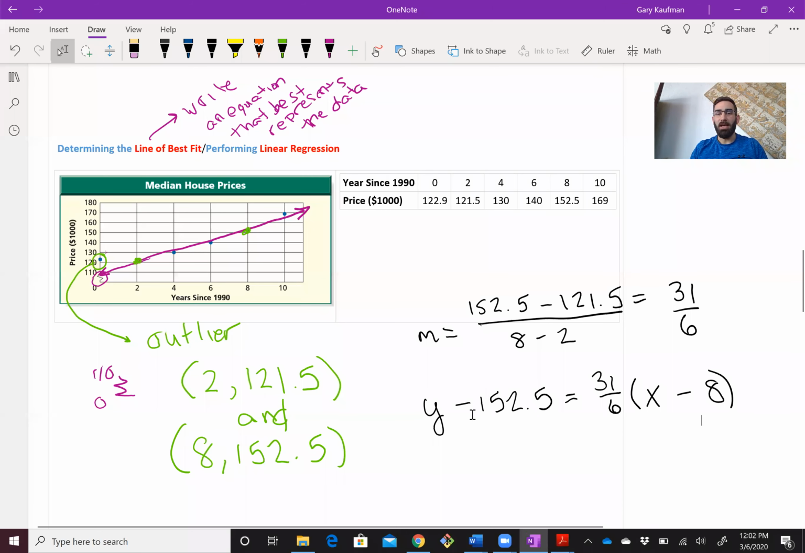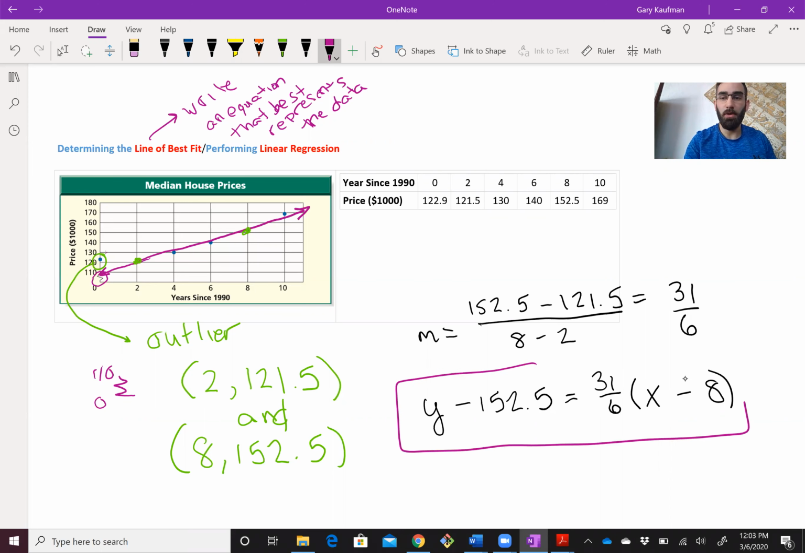So here is my equation. y minus 152.5 equals 31.6 all times x minus 8. Now, you could have used the other ordered pair. I don't suggest doing slope-intercept for this unless I ask you to get there. And so here is my equation. So if we're trying to think of terminology, this right here is what we call our line of best fit. We just found it.